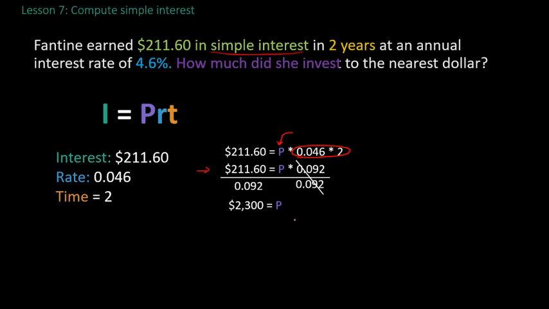So this makes sense. This seems like a reasonable answer when I think about the amount of interest that accrued and the interest rate. It makes sense that my principal is going to be considerably higher. In general, you can expect the principal to be higher than the interest, much higher than the interest, unless we have a really big interest rate, unless that interest is accruing at a big rate, or unless it's been accruing for a very, very long time as regards simple interest. Okay, so Fantine would have originally invested $2,300.